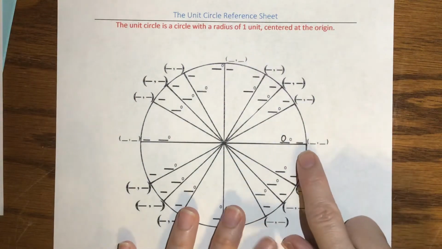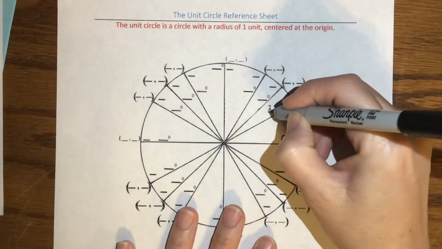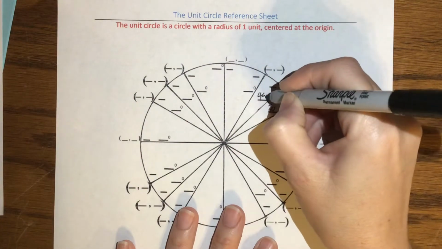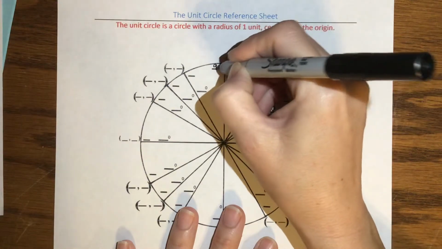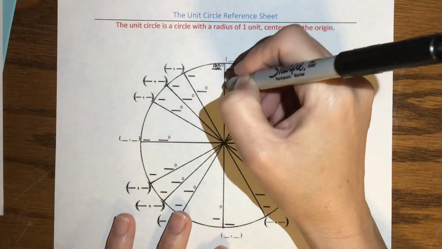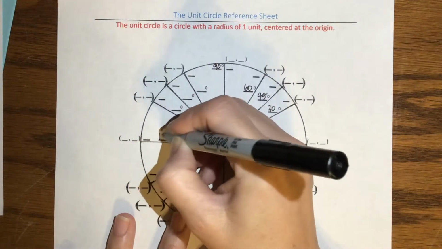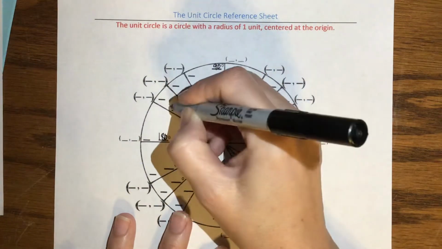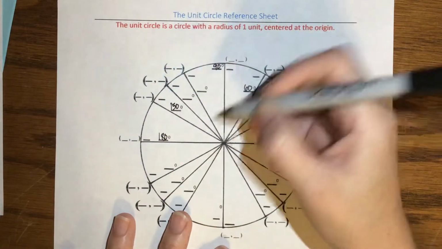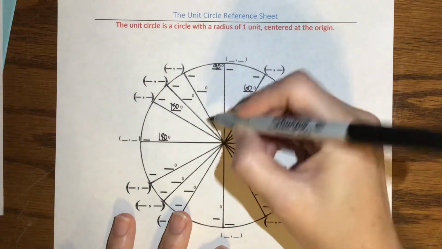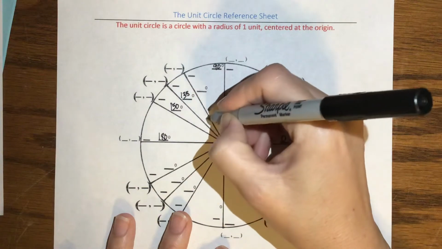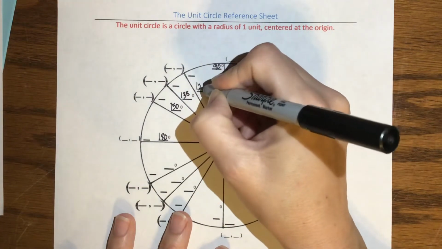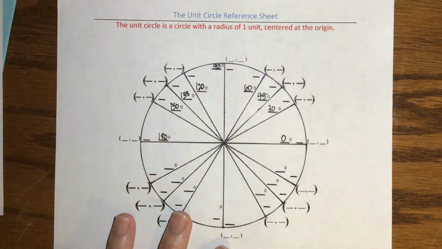All right, and then here we already said that's 30, 45, 60, 90, and then I'm going to come actually here. My reference angle was 30, so subtracting 30. Reference angle was 45, so subtracting 45. Reference angle was 60, so subtracting 60.